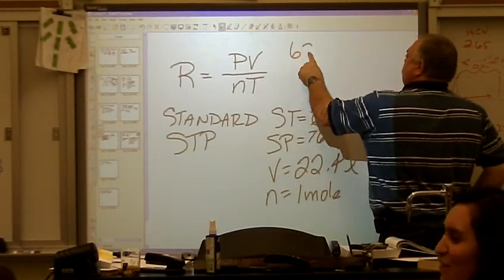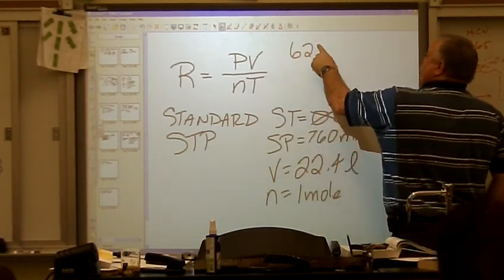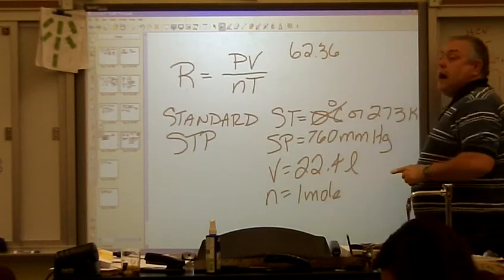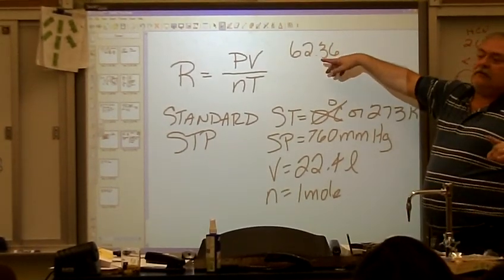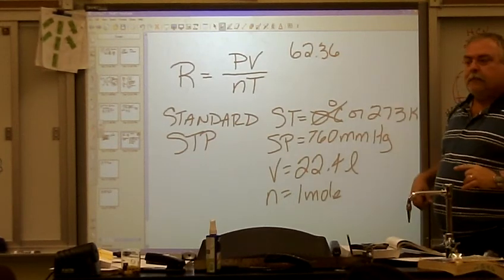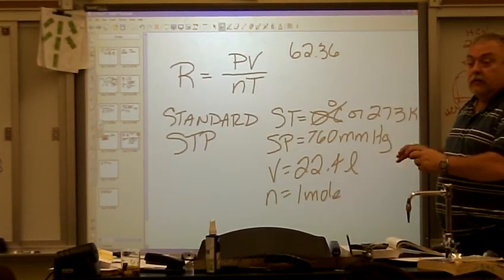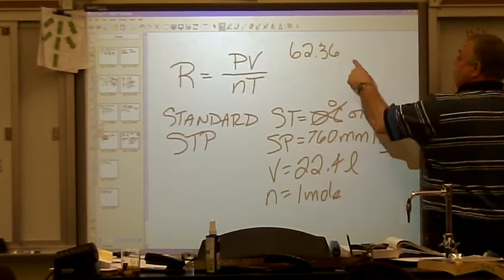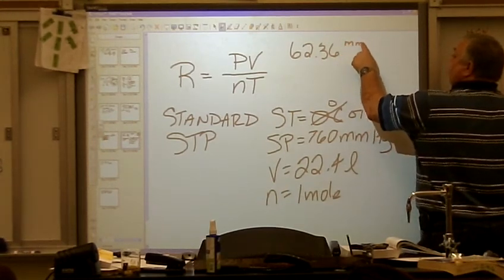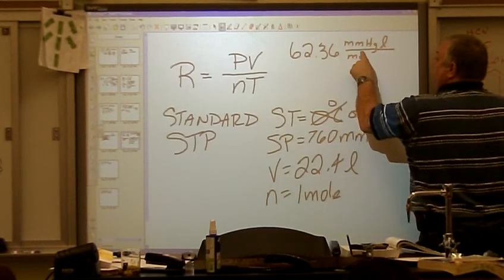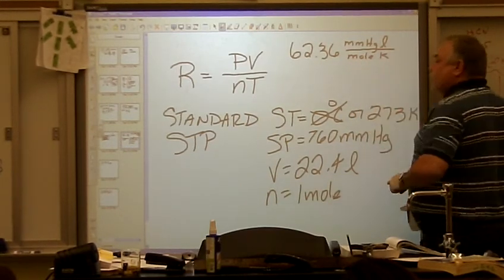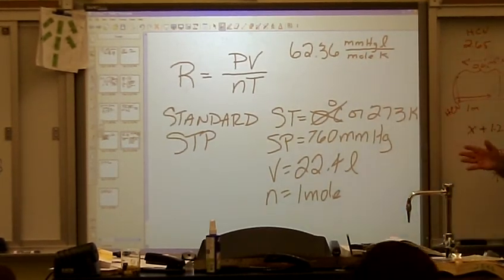62.4. Now, here's what I want you to notice. The answer does come out to be 62.4, or 62.36. Now, the units that are involved in this problem look like this. It's millimeters of mercury liter over mole Kelvin. And the reason is because none of the units canceled.